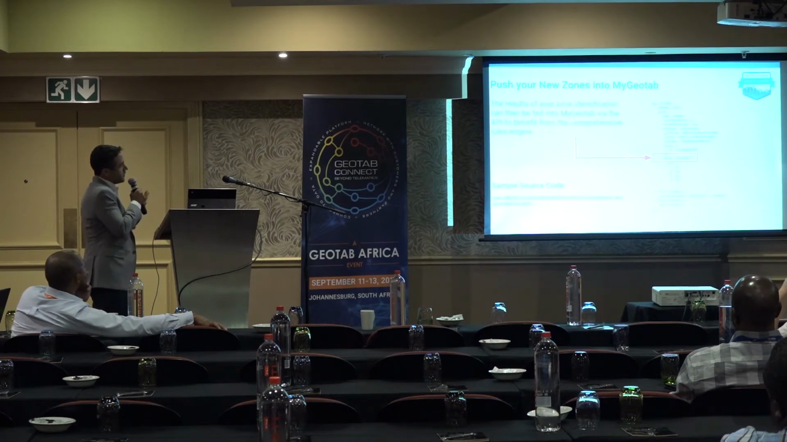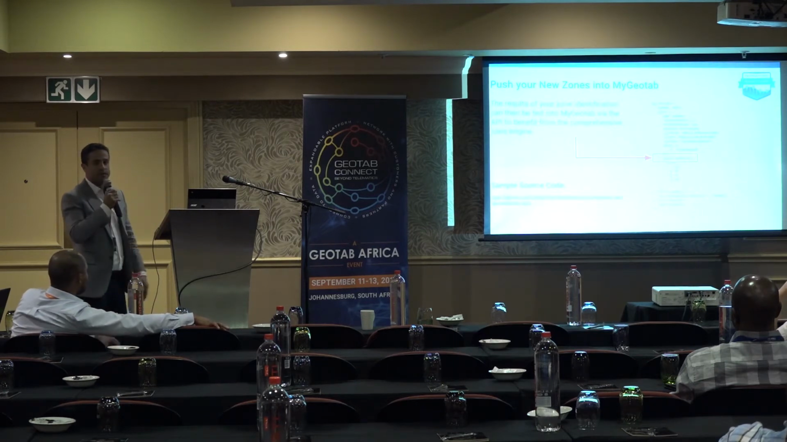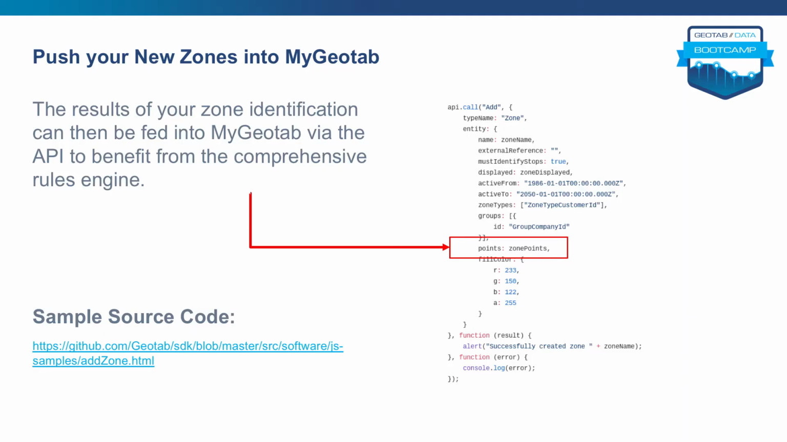And then what you do is you push your new zones into MyGeotab at the end of the day, right? So you've run this analysis, you get all these zones that have been created automatically through just the trip data that's coming in, and you can take these zones, run a convex hull around them, and push them into MyGeotab.